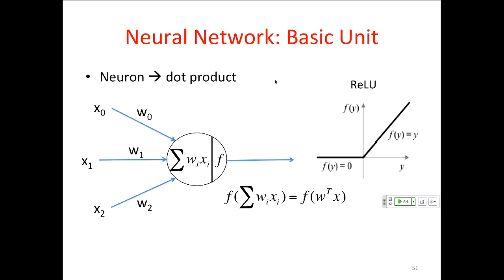And then we apply some kind of function, which is called the activation function. This is one kind of function, called the rectified linear unit. By applying this kind of nonlinear function, we believe that we can improve its accuracy. And please note that the weighted sum is actually a dot product here, okay?